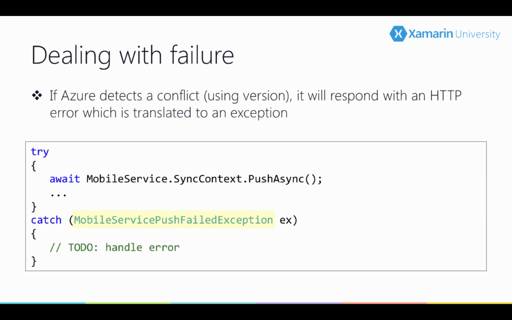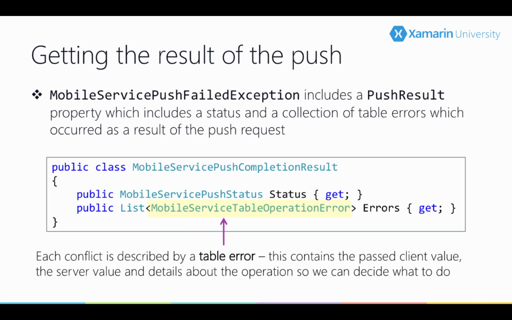When this happens, the Azure service will return an HTTP error response as the result of the conflict, returning both the client record as well as the server record. So the client SDK can then turn this error response into a .NET exception, which your client code has to handle. The exception type is a MobileServicePushFailedException, and it contains all the failure details of all the conflicts that have occurred as a result of the push. And inside this exception is a list of the table errors. Each one describes a single update failure. So the client just has to walk through this list and decide what to do for each conflict.